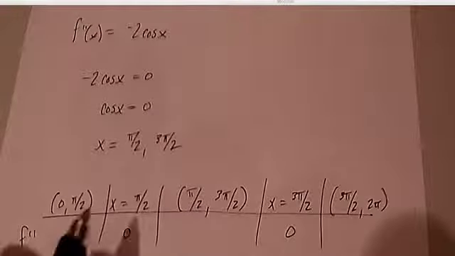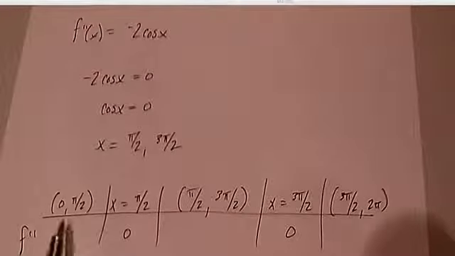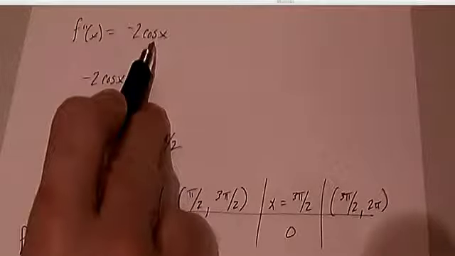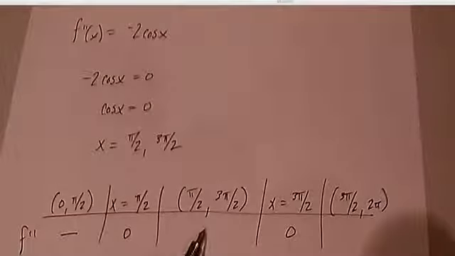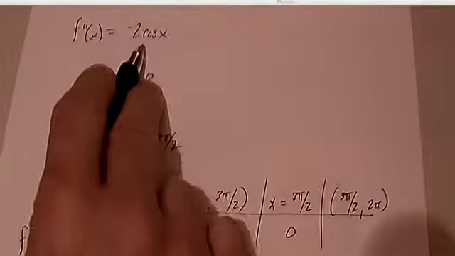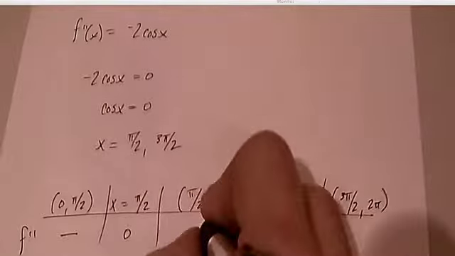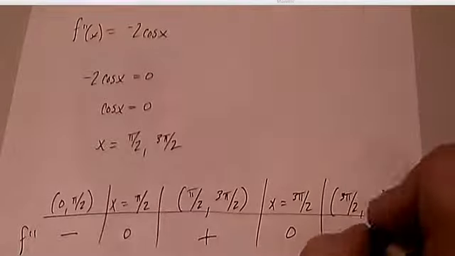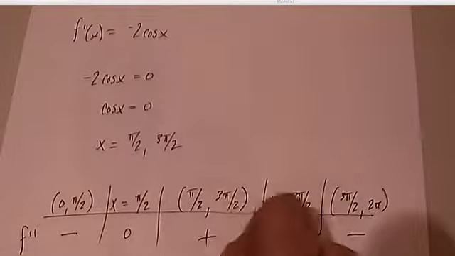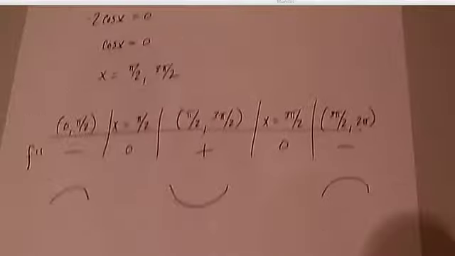Now I know that if I plug in a representative point, let's say pi over 4, that's going to give me a positive cosine value times a negative 2. It's going to be negative. Let's plug in pi. It's going to be a negative 1. Negative times a negative is a positive. And let's plug in 7 pi over 4 into there, and it's going to be negative once again. So concave down, concave up, concave down, like that.